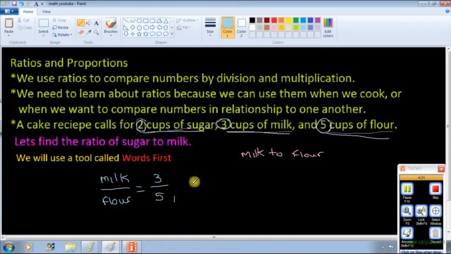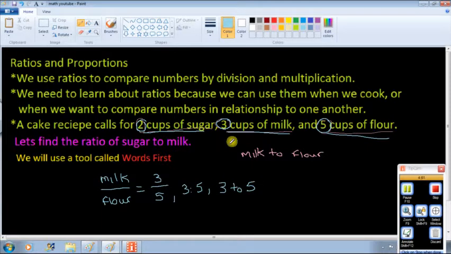We're going to do all 3 forms. So next is the colon form. And then also in word form. So your answer should be similar. And remember to use the tool. So for every 3 cups of milk, this recipe has 5 cups of flour. So 3 to 5.